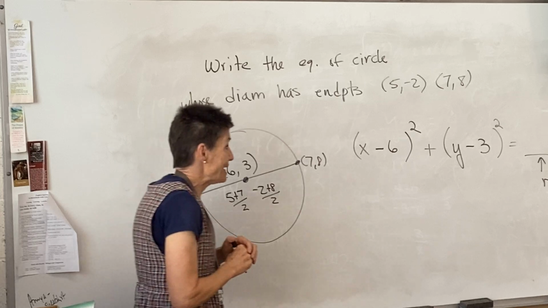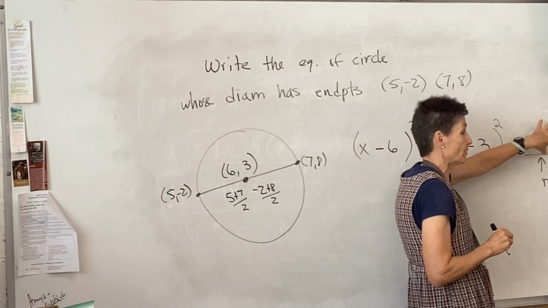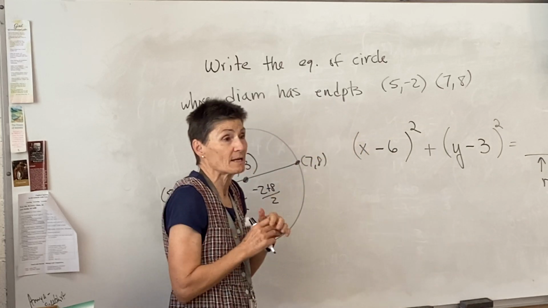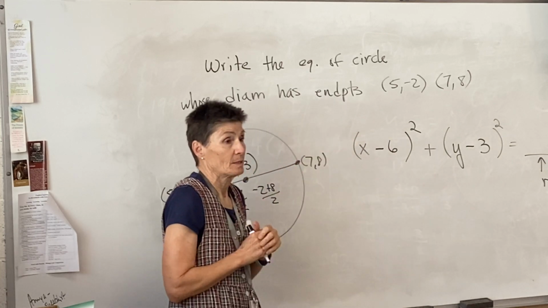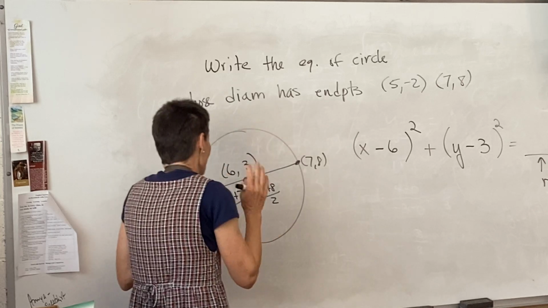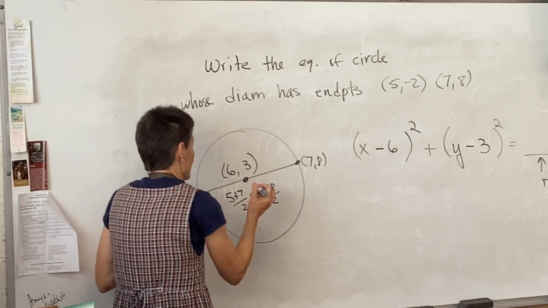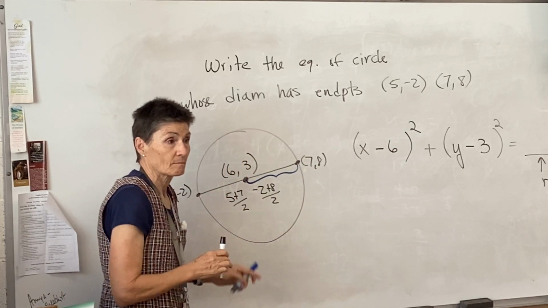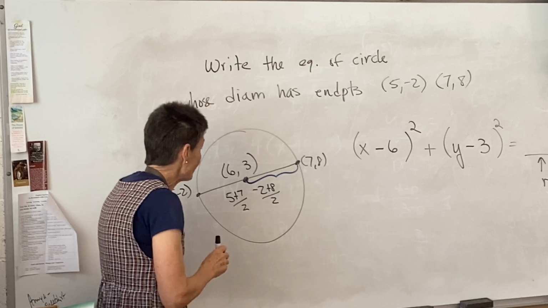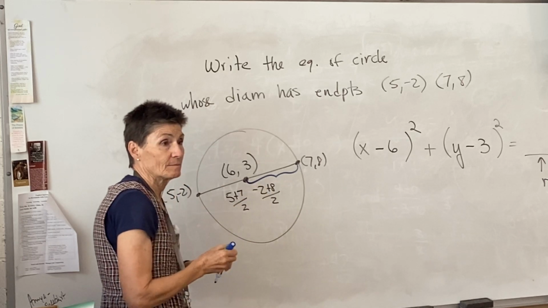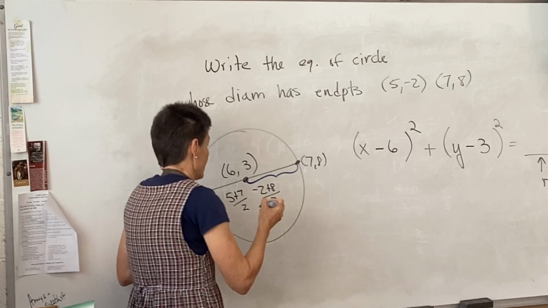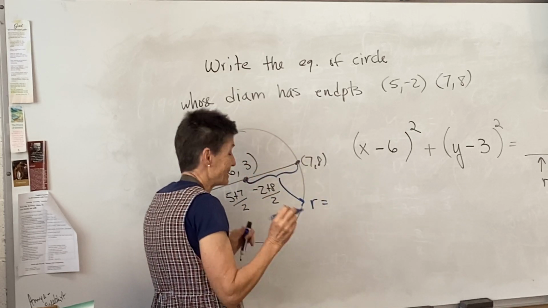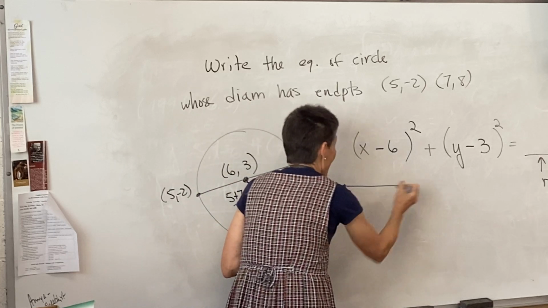Now, this number right here is the radius squared. So whatever my radius turns out to be, 5, I'm going to put 25. Would everybody agree that this right here is the radius? So I need to find that distance. I'm going to call it R. You can call it D if you want distance. And that's going to be a radical, right?